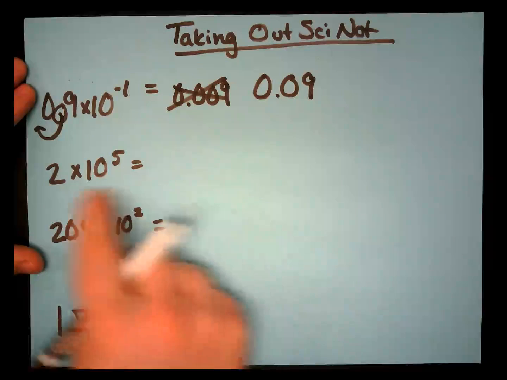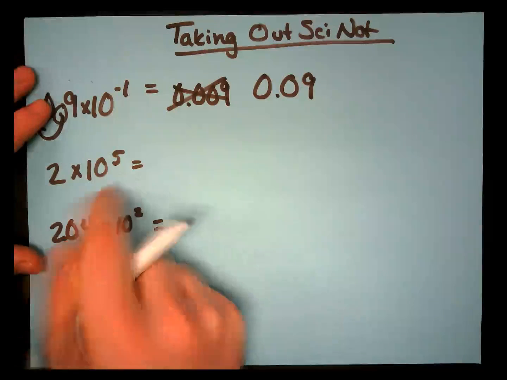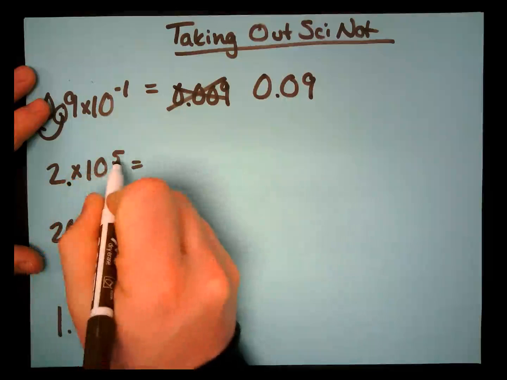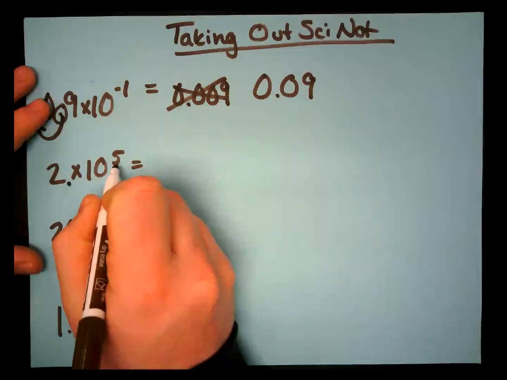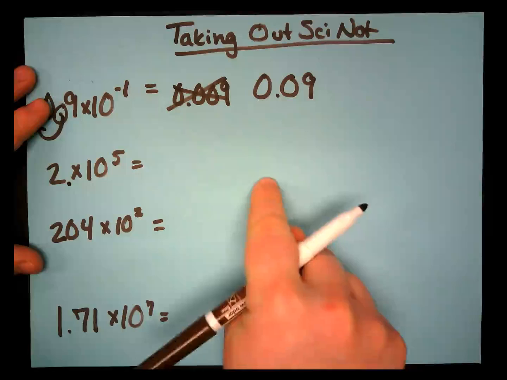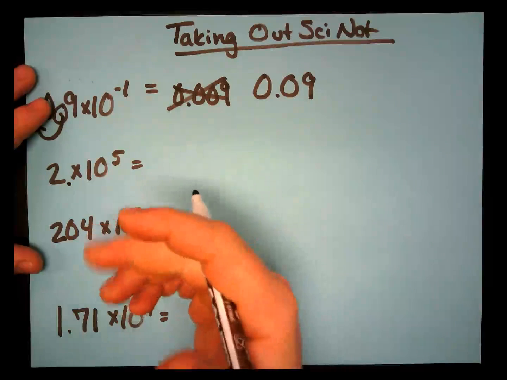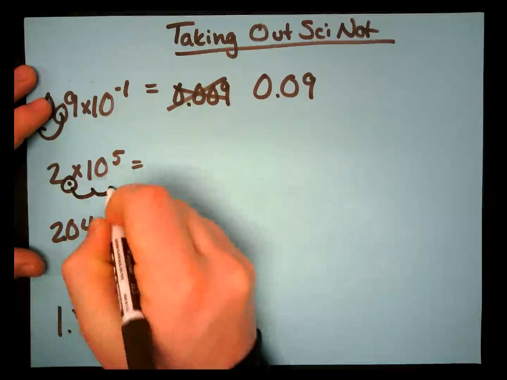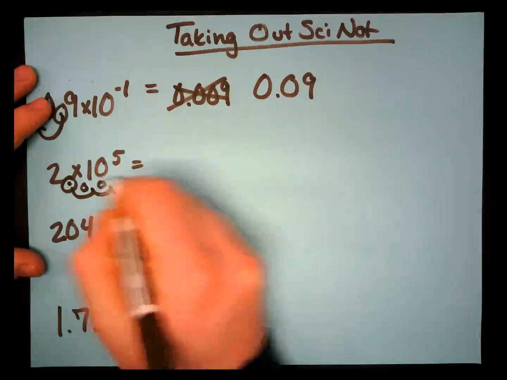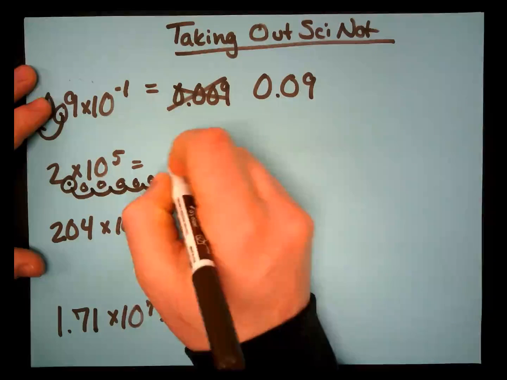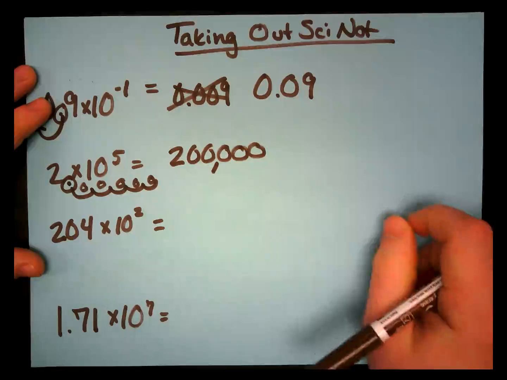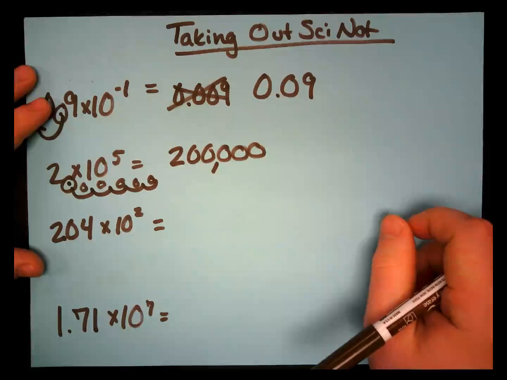Okay. So 2 times 10 to the 5th power. So find that decimal right there. And we're going to move our decimal here 5 spaces to the right, okay? Because again, this is the opposite of putting it in. So we're going to move it 1, 2, 3, 4, 5. Fill in those zeros. And we have 200,000, okay?